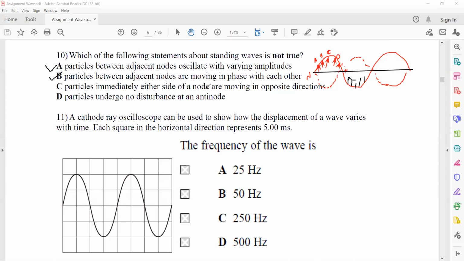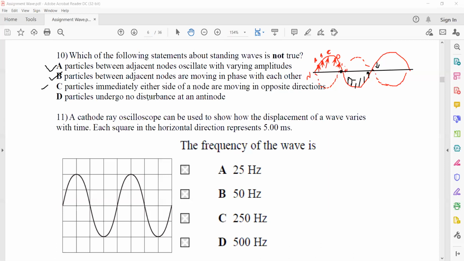Particles immediately on either side of a node are moving in opposite directions. That is also true. For example, if you have a node here and one particle is moving up, the other particle will move down. So that's also true.